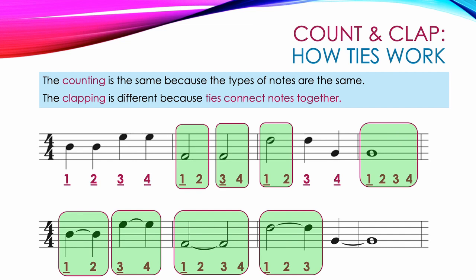But in the bottom example, we're going to connect together, we're going to tie count 4, the last note of measure 3, to the whole note in measure 4 to make one longer note. So we clap on count 4, keep our hands together, and continue to count through the whole note. 4, 1, 2, 3, 4.